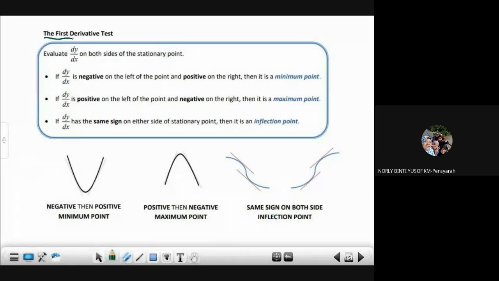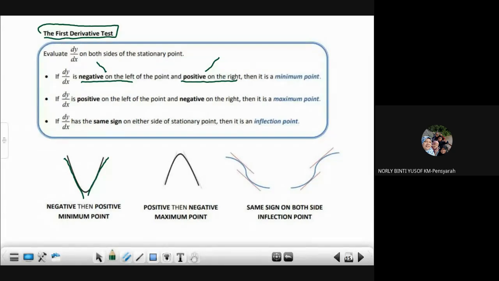The first derivative test: evaluate dy/dx on both sides of the stationary point. For example, if dy/dx is negative on the left, it means the gradient is going down, because dy/dx is the gradient. Then negative on the left and positive on the right, so the gradient goes up.